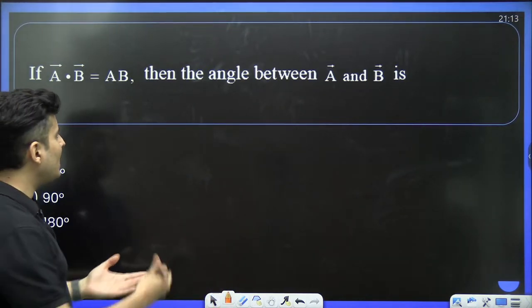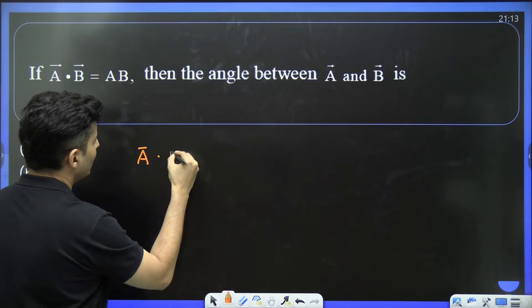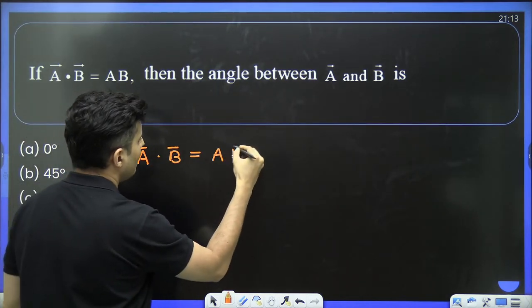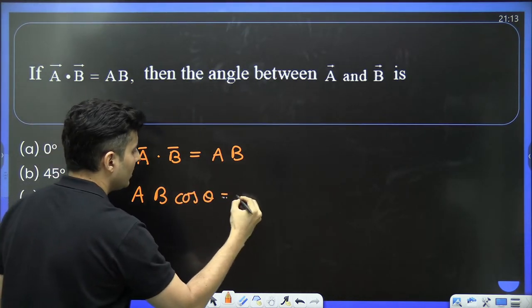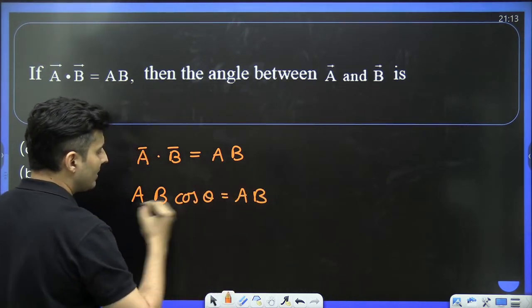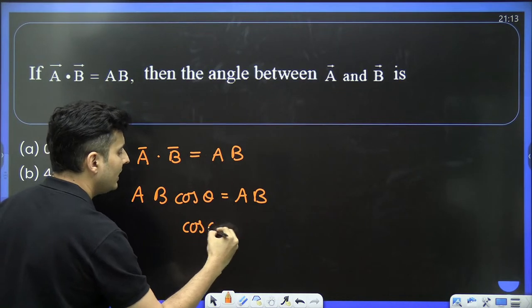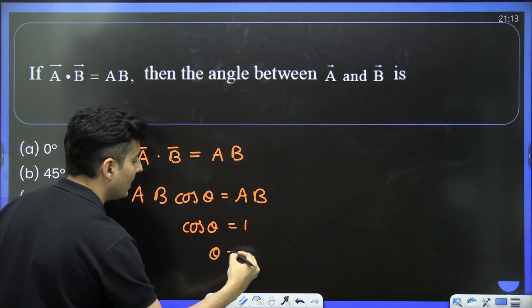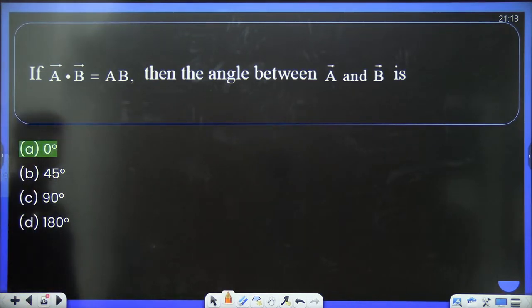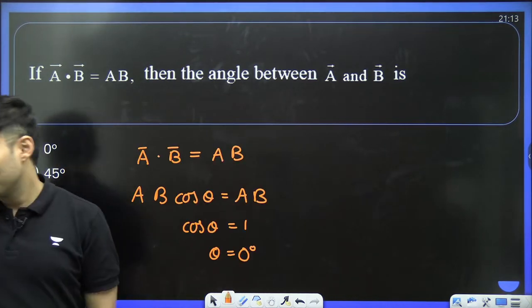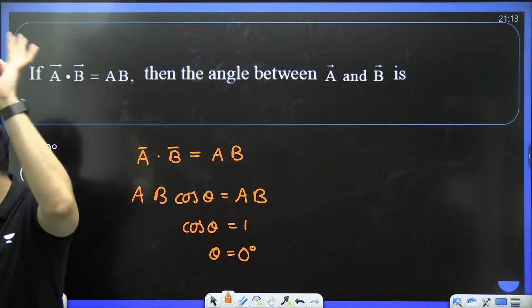A dot B is AB. Actually, A dot B is AB cos theta. That is AB, so A cancels, B cancels. So cos theta will be 1. That means theta will be 0 degrees. Where is 0? Option A. Option A, that's the answer. 0 degrees. Very good. 0 degrees is the answer.